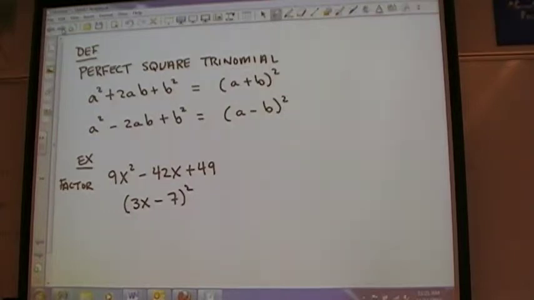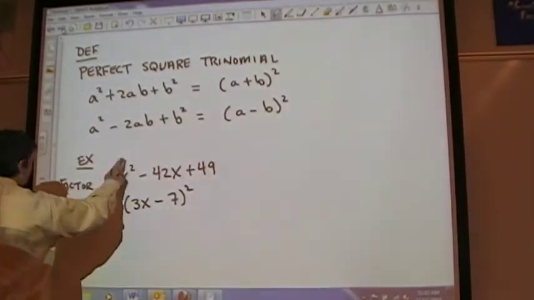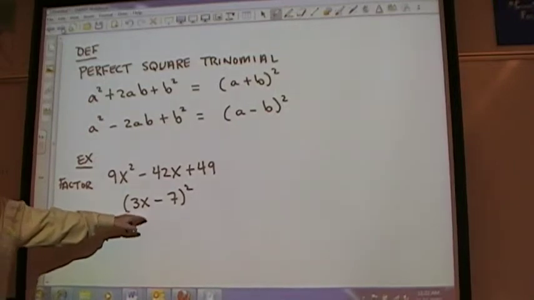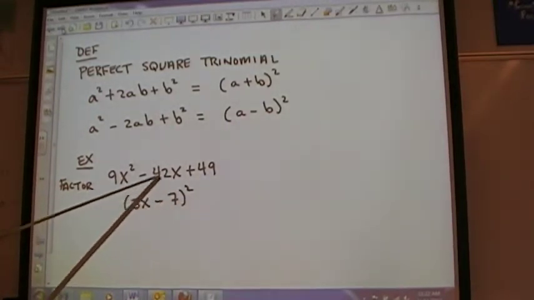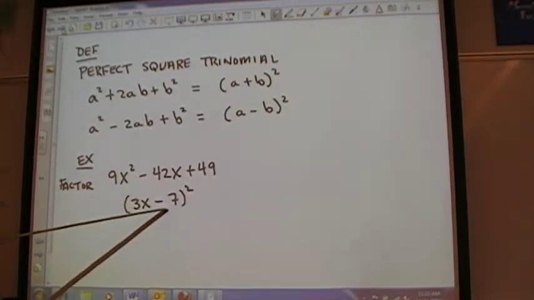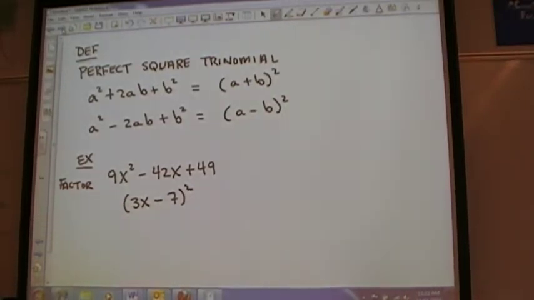The example below: factor 9x squared minus 42x plus 49. The key here is to see if your trinomial fits into the formula. And to determine that, your a value and your c value must be perfect squares, which they are in this case. 9x squared is a perfect square. What's the square root of 9x squared? 3x. What's the square root of 49? 7. And since this is a minus, this has to be minus. This is your answer, 3x minus 7 squared.